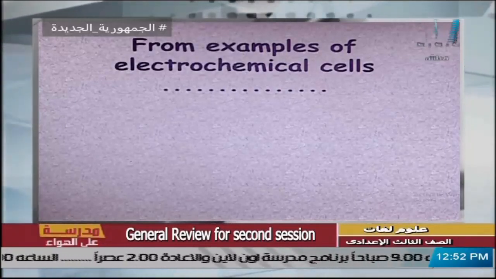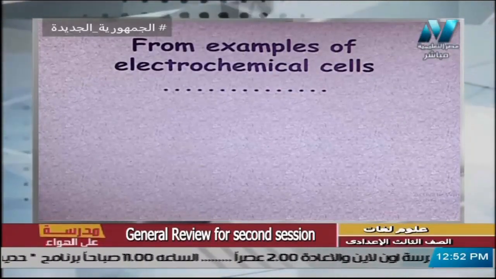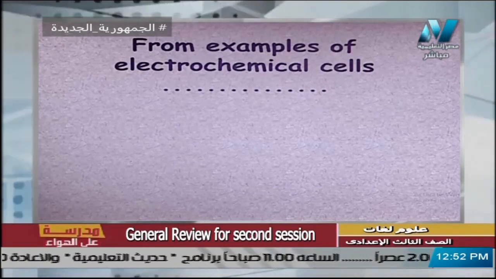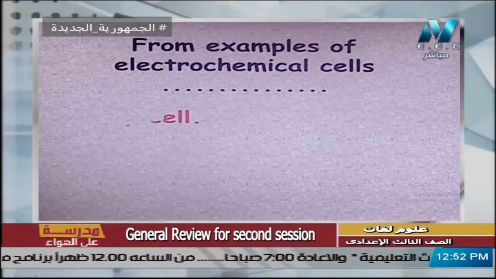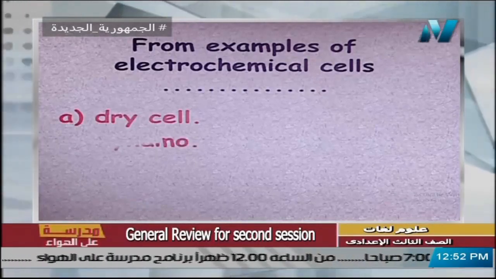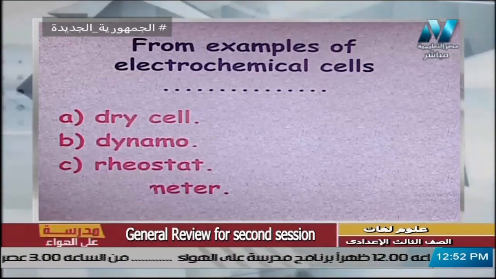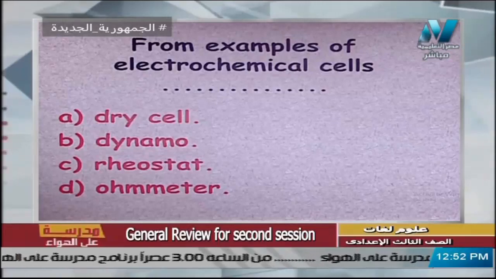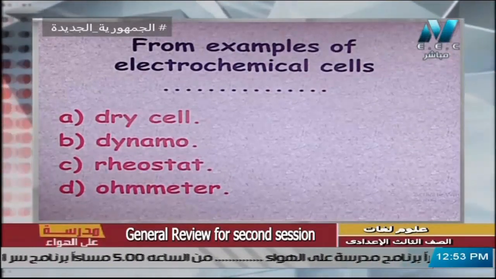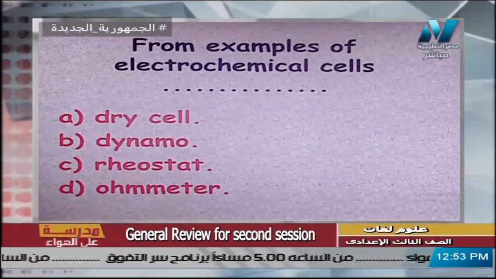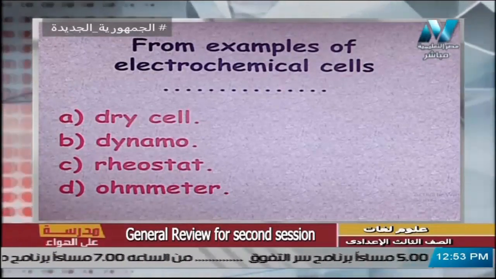From examples of electrochemical cells, that is, any battery or chemical cell that generates an electric current: dry cell, dynamo, rheostat, ammeter. Sure, it will be the dry cell. It is called electrochemical cells, and it really is the dry cell. Dry cell, it will be the electrochemical cells.